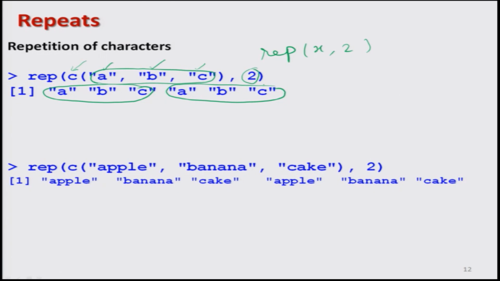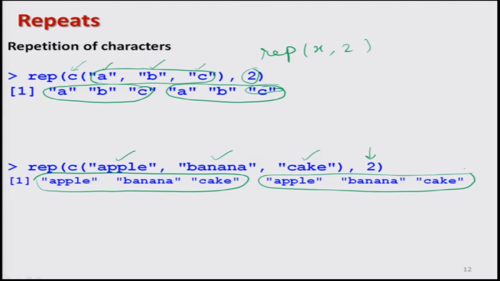Right. The only thing is this, when you are dealing with these characters, you have to give all these values inside double quotes. And in another example, if I take 3 character values, say apple, banana and cake, and I want this to be repeated 2 times, then you can see as soon as you press enter, you get the first sequence apple banana cake, and the second sequence apple banana cake.